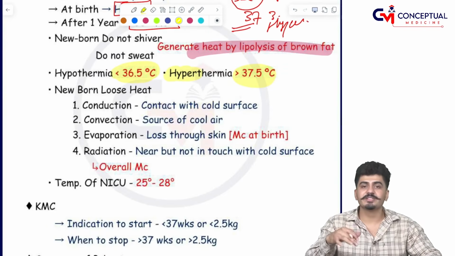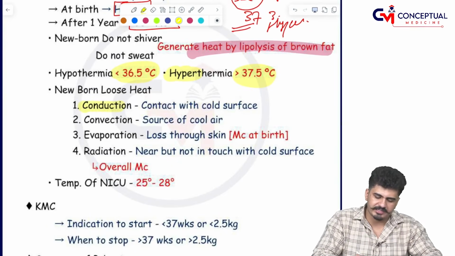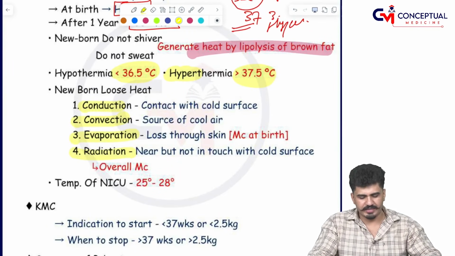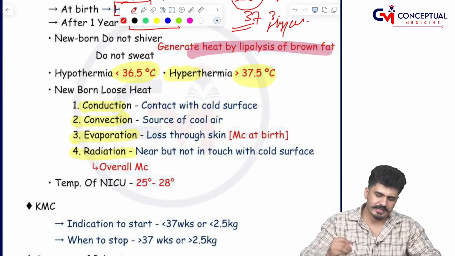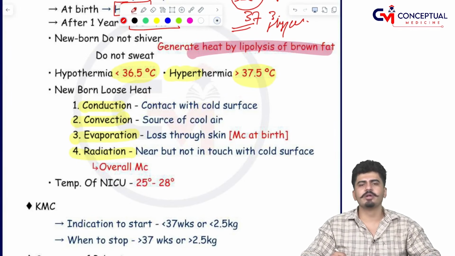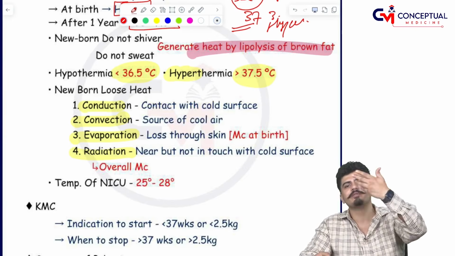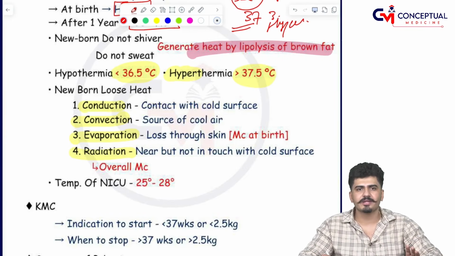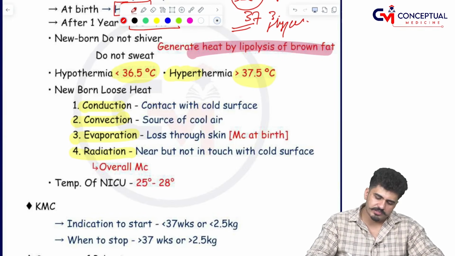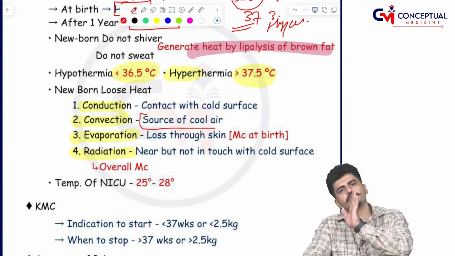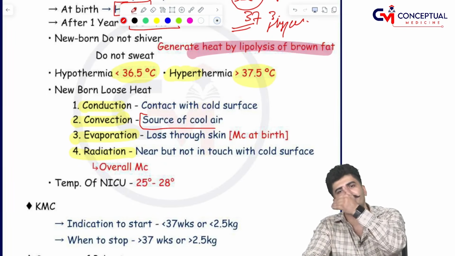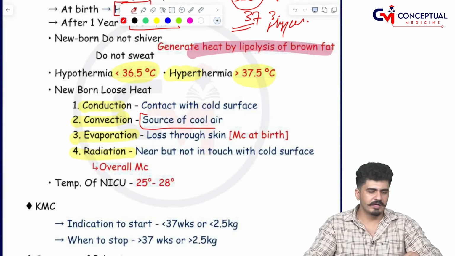The newborn loses heat. How does a newborn lose it? Conduction, convection, and radiation. Now what is conduction? Contact with a cold surface. जैसे ही ठंडी जगह को छुआ वैसे ही heat loss हुआ. That is called conduction. कन्वेक्शन क्या होता है? Source of cool air. ठंडी जगह को छुआ नहीं पर उसके पास खड़े हो तो ठंडी हवा से आपकी हीट बाहर जा रही है.